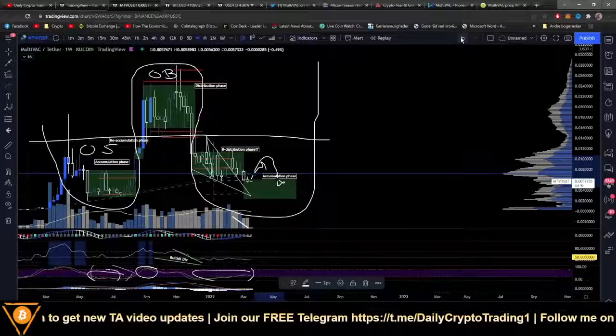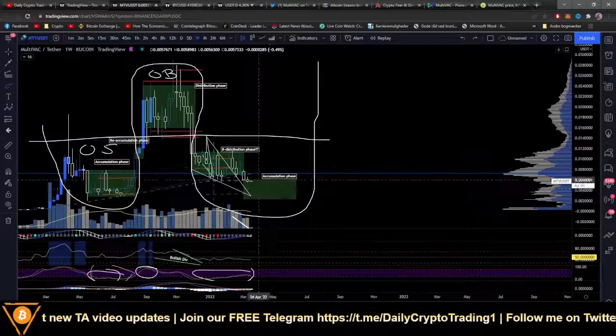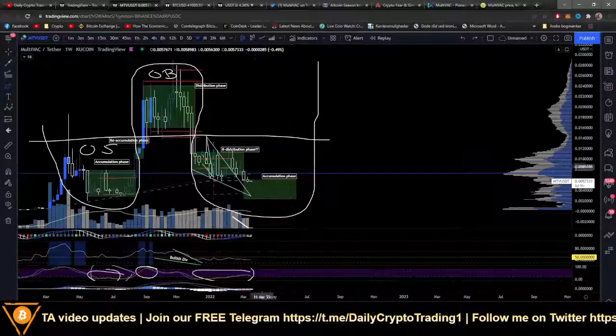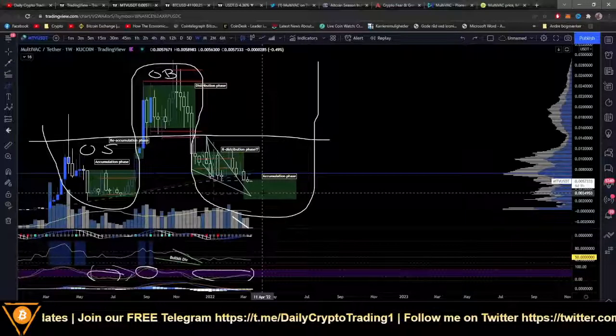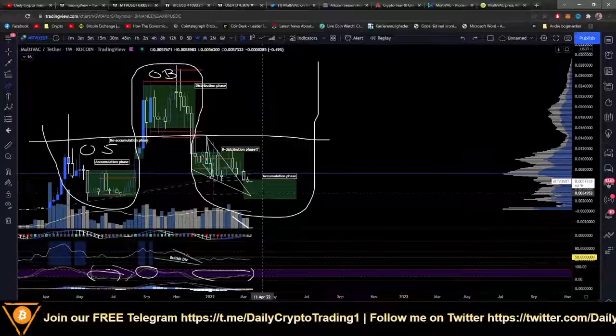And a lot of people will just say, "Yo, we're going to the moon," and so on. I don't believe that. I do believe, however, we will go to the accumulation area as I was talking about before, in the weeks before we see great gains ahead of us.